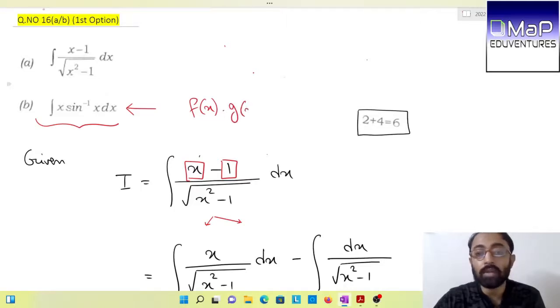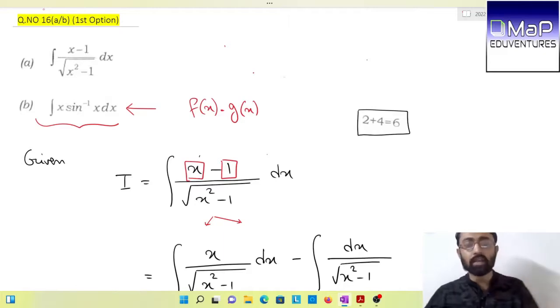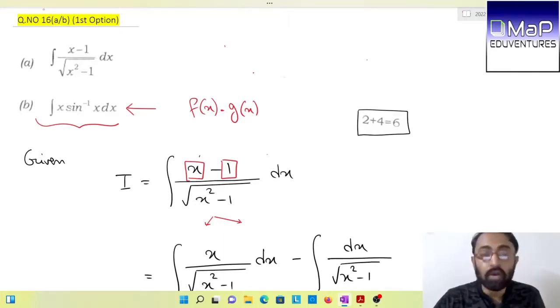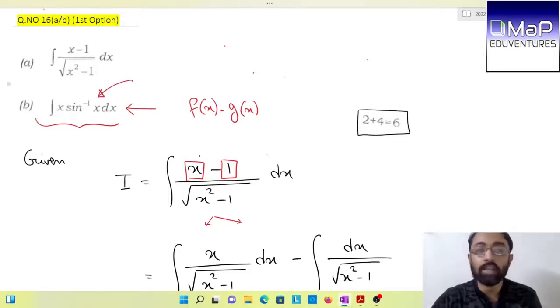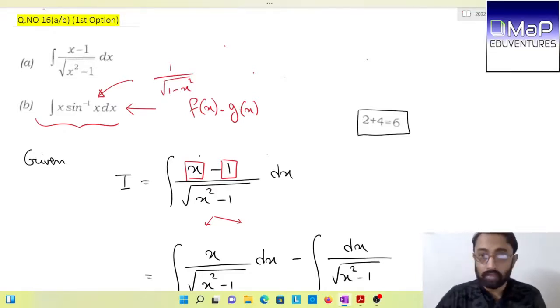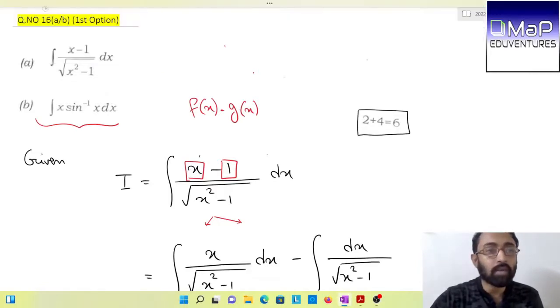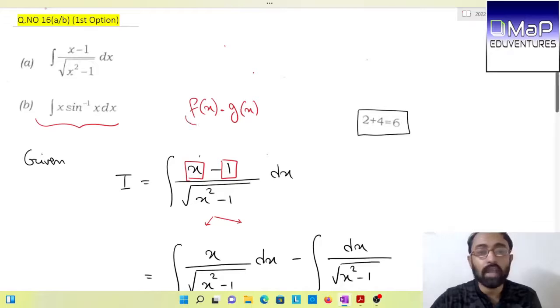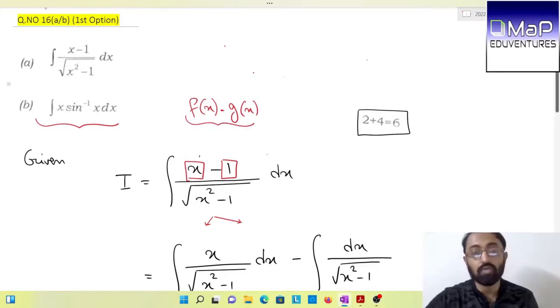Now don't jump to the conclusion that you will use by parts. First of all, observe whether you can use substitution. For substitution, the function here is sin inverse x. Now d/dx of sin inverse x is how much? 1 by under root 1 minus x square. So you have to have this term. If it is there, then you can substitute. But here it is not there, so there won't be any substitution. So when you find that there is no substitution, then only we will decide to go to by parts.